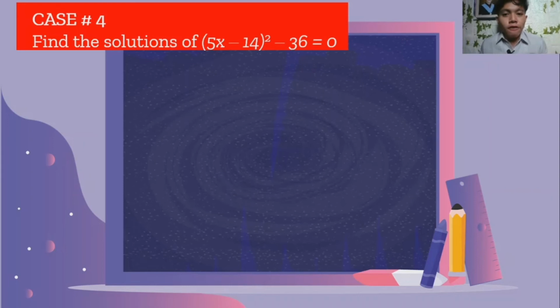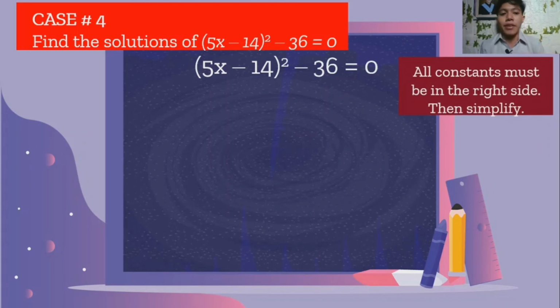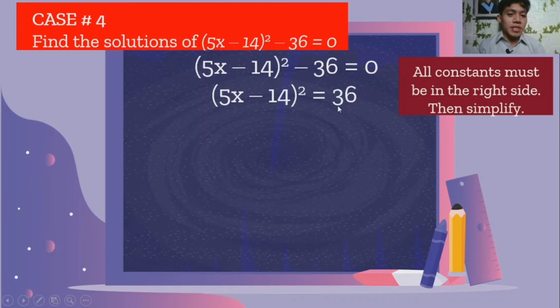Find the solutions of 5x minus 14 squared minus 36 is equal to 0. So, kopyahin muna natin. Always remember, lahat ng constant dapat nasaan? Nasa right side. Okay? So, yung negative 36 mapupunta sa right side. Sir, question. Bakit hindi natin pwedeng ilipat yung negative 14? Kasi kabahagi siya nung parenthesis na 5x, na 5x minus 14. So, magiging parenthesis 5x minus 14 squared is equal to 36. No? Yung negative 36 magiging positive 36.